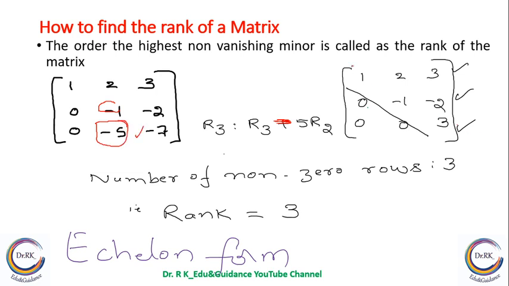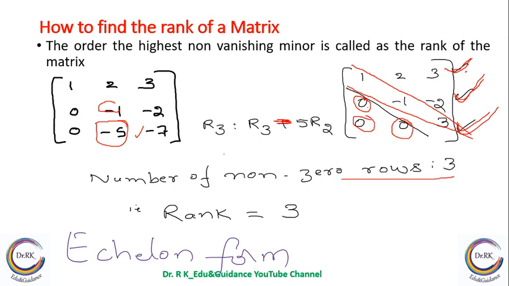Now if you see here, the principal diagonal and all elements below it are zeros. So we say this is called the echelon form of the matrix. Once it is in echelon form, this is called a non-zero row because not all entries are zeros. This is a non-zero row, this is a non-zero row, this is a non-zero row. Therefore rank is the number of non-zero rows. Here three non-zero rows are there, therefore the rank of the matrix is 3.